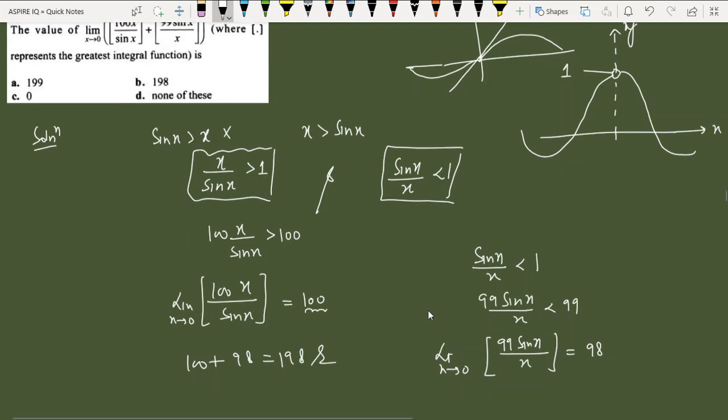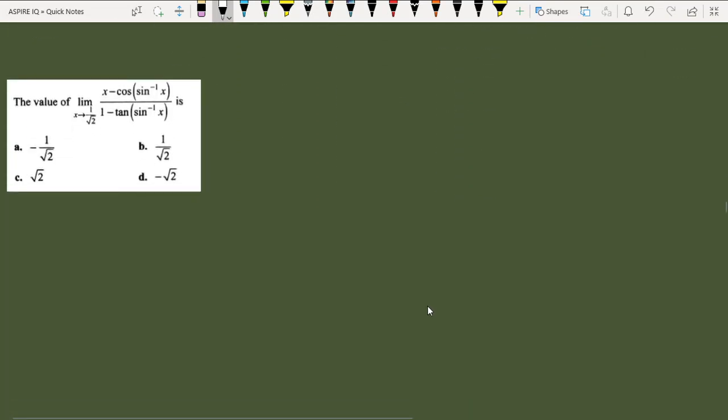Now come to the next question. We see sin inverse x, so we'll replace it by theta. In every question we will do the same thing: whenever we see sin inverse x, cos inverse x, tan inverse x, we will replace it by theta. Let sin inverse x equal theta. So if x tends to 1 by root 2, then theta tends to pi by 4.